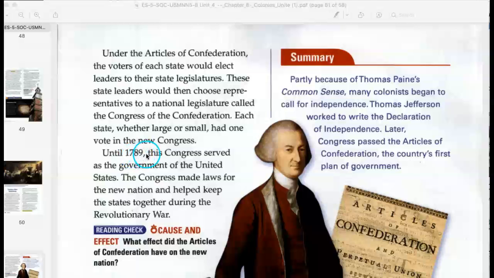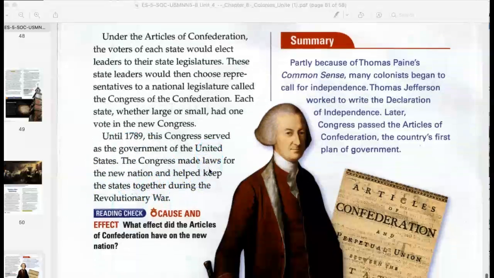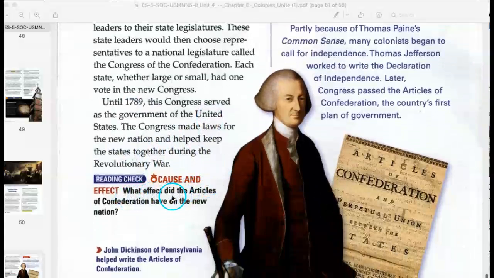Until 1789, this Congress served as the government of the United States. The Congress made laws for the new nation and helped keep the states together during the Revolutionary War. What effect did the Articles of Confederation have on the new nation?